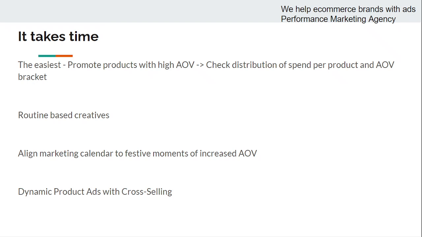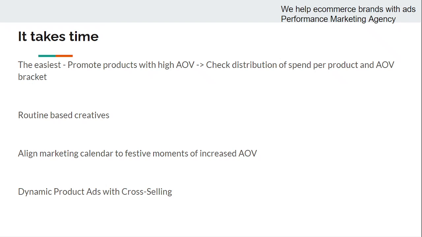Number 4, align your marketing calendar to festive moments. Because in festive moments, every person is trying to bulk order, they are likely to purchase a product of higher AOV also. So try to align your marketing calendar on special moments and offers around AOV when you have a festive season, which is just coming up.